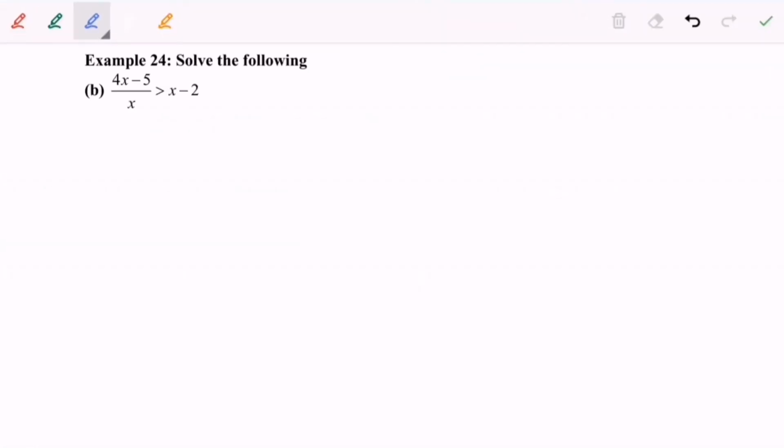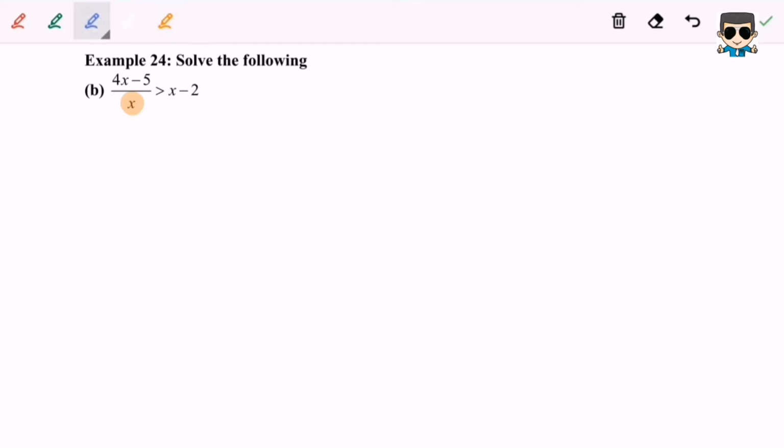Hello everyone, so now I'm going to discuss example 24b. 4x minus 5 over x greater than x minus 2. Question number 1. Is it possible for us to cross multiply? The answer is no. Reason? Because x is a variable and is not a fixed constant. So we are not allowed to cross multiply in inequalities.